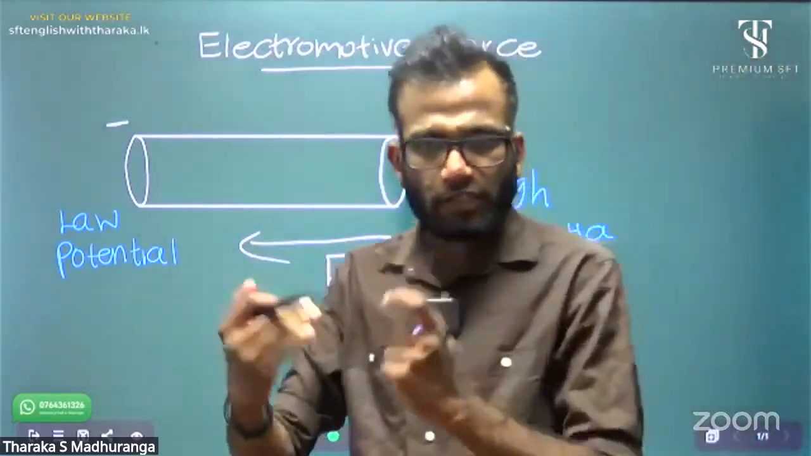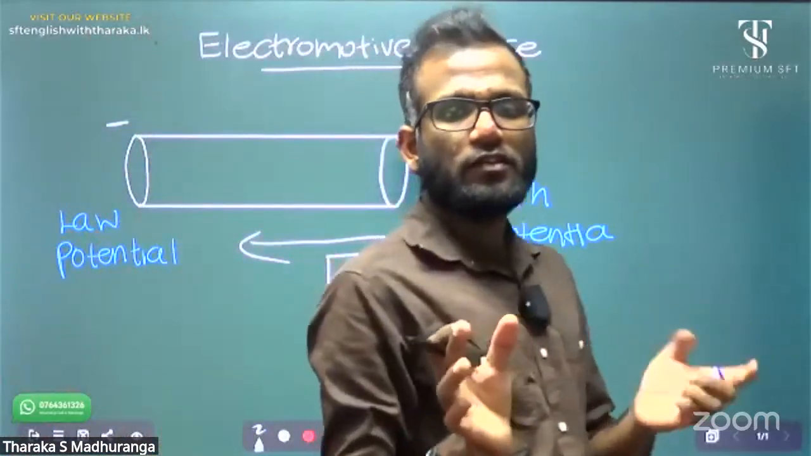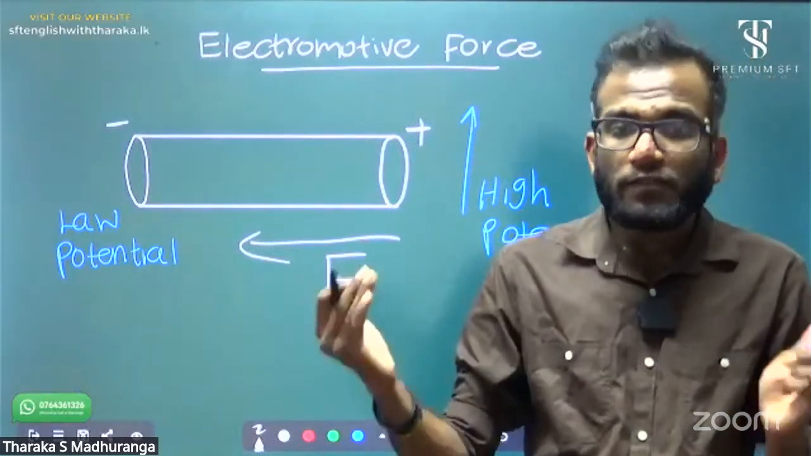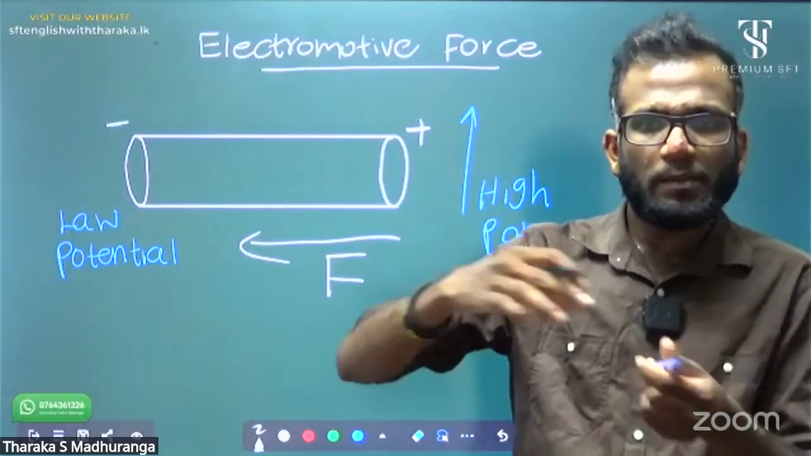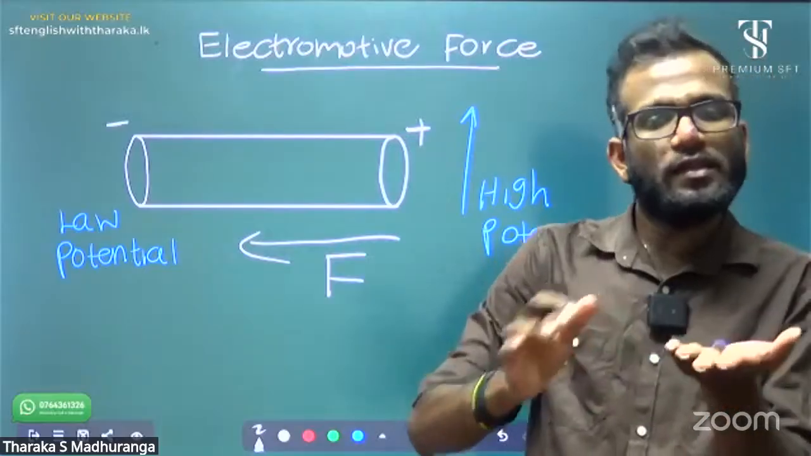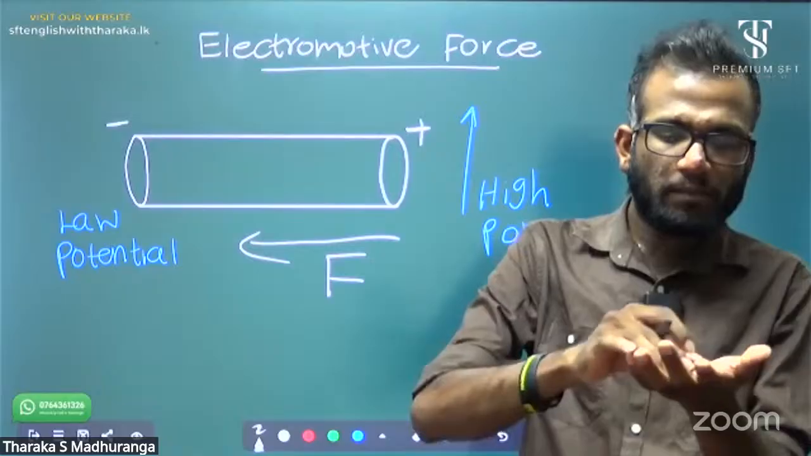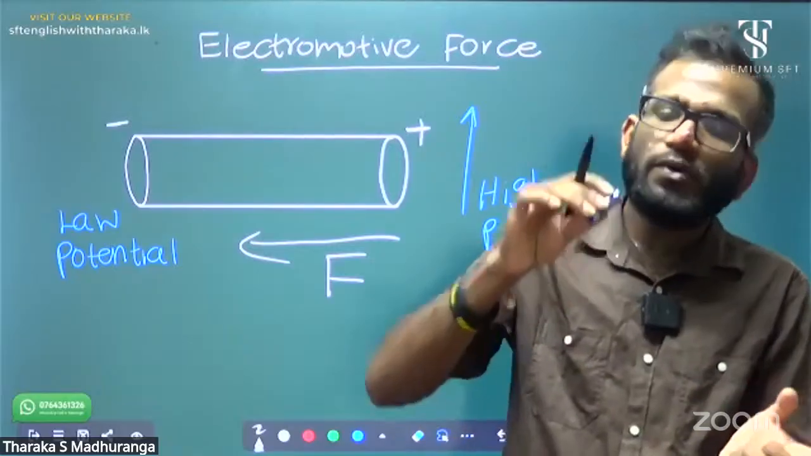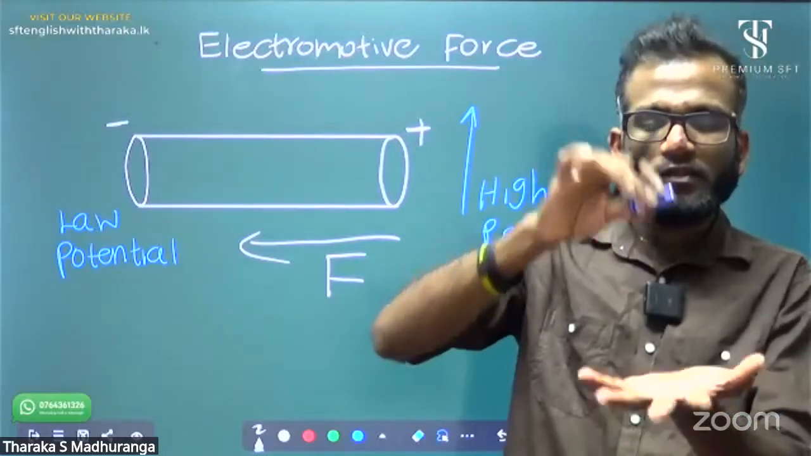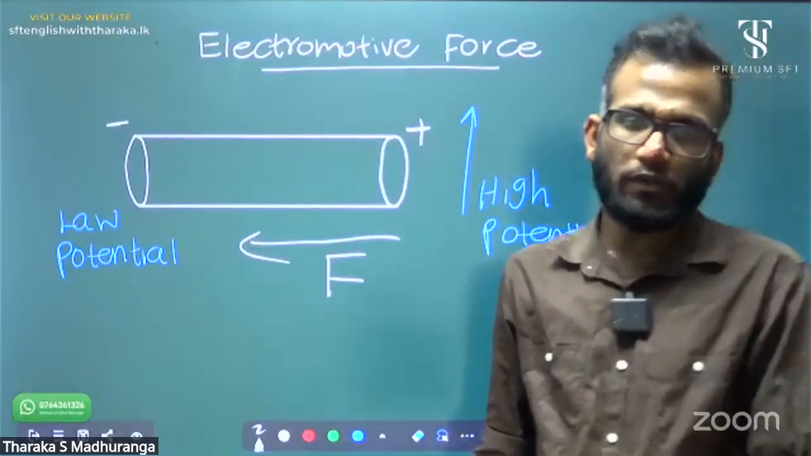Then what is the definition of electromotive force? The potential difference of any battery or electric cell when no current is flowing. When no current is flowing means before connecting to a circuit. At this stage, think it is a new battery. Before I connect this battery into any circuit, its potential difference between the two terminals, that we call the electromotive force.